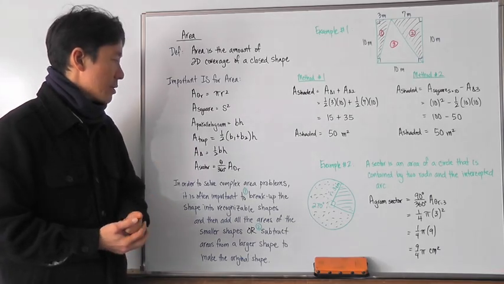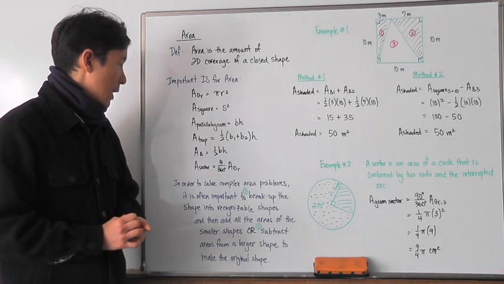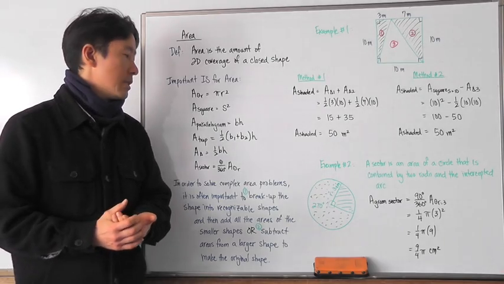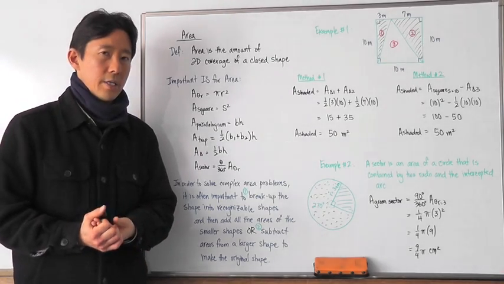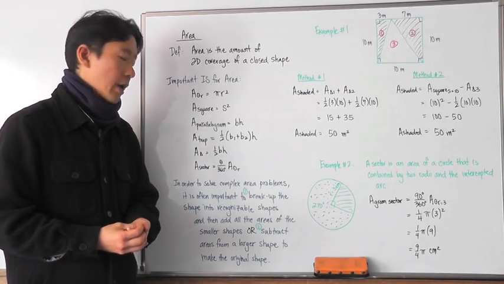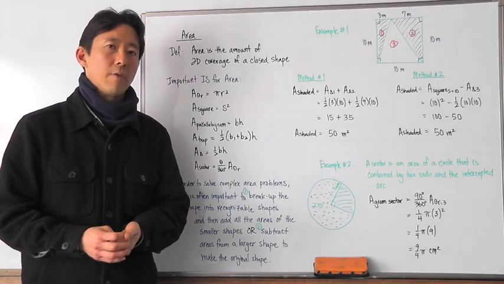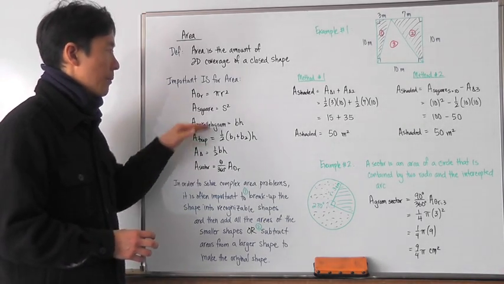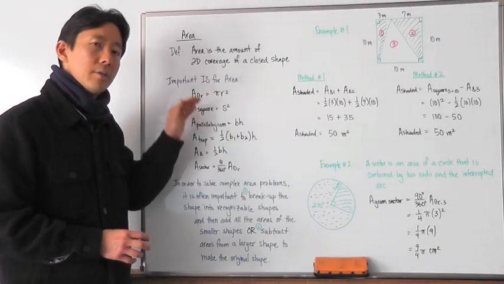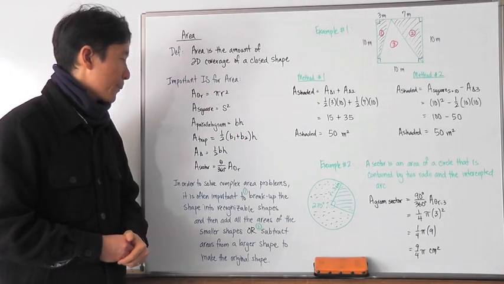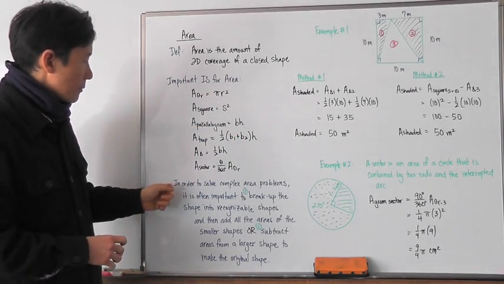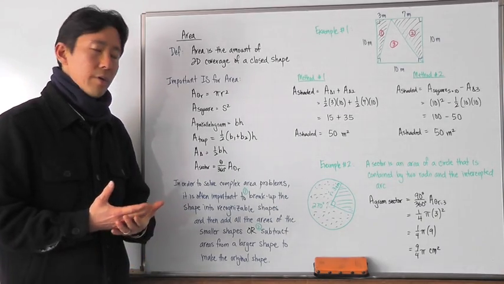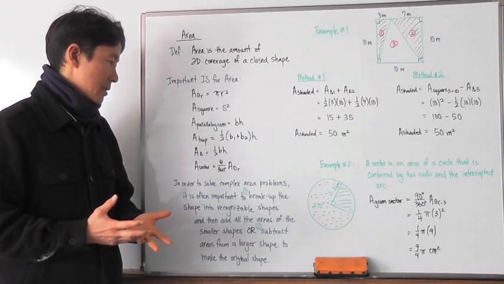The area of a triangle is going to be 1/2 base times height, and the area of a sector is going to be theta divided by 360 degrees times the area of the circle with a given radius. Okay, so these are the important initial statements that you have to know by heart, and you need to commit them to memory.